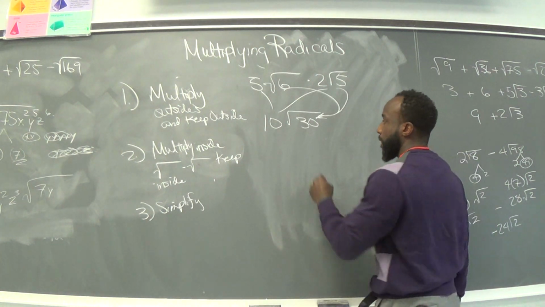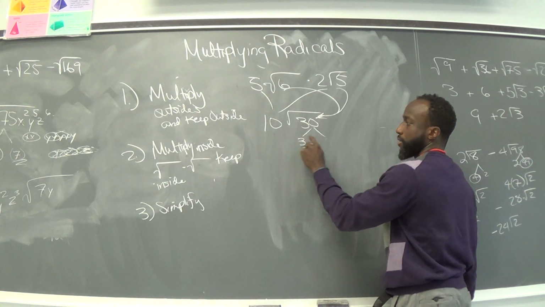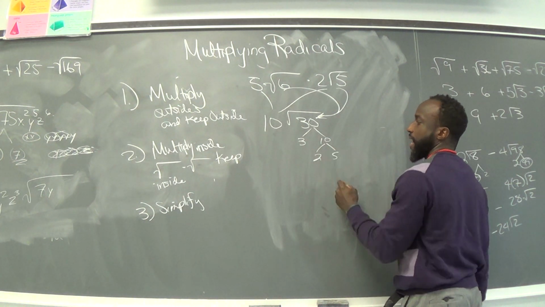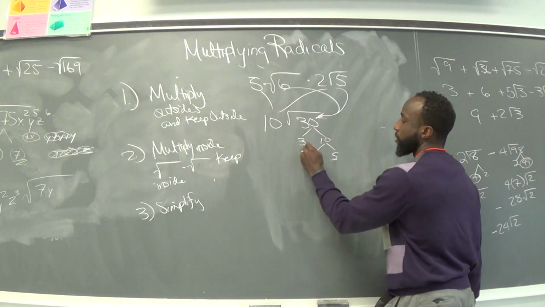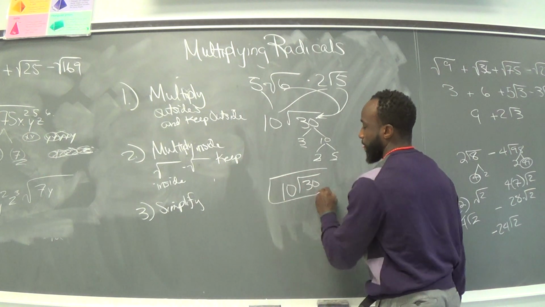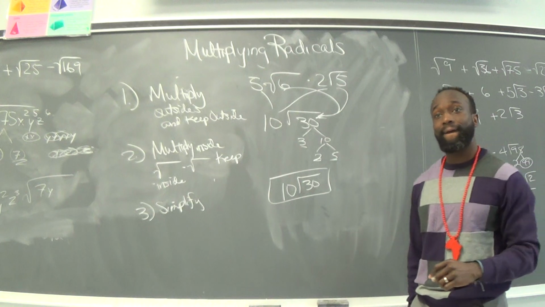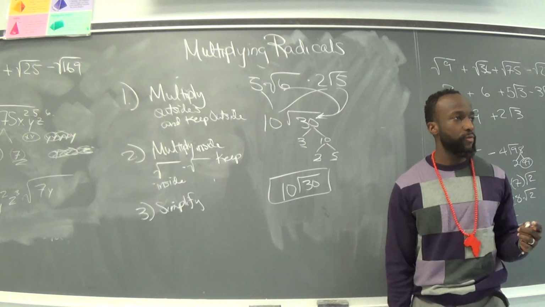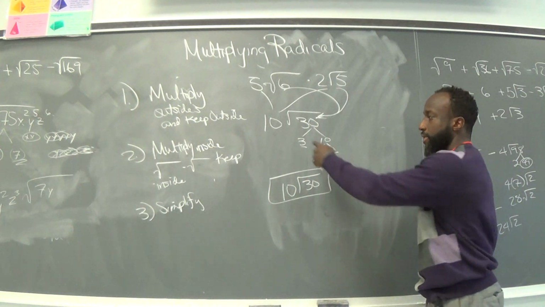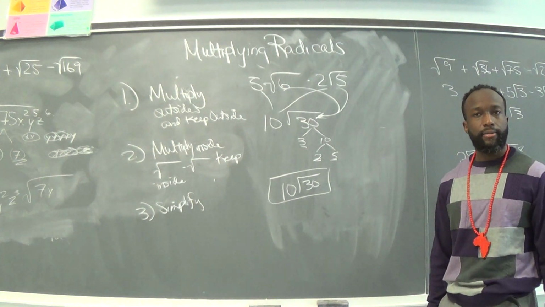Now, from here, you're going to simplify. So, when you simplify, let's break this down. 30 is going to be 3 times what? 3 times 10. And then 10 is 2 times 5. Do we have any pairs? No. So they all stay in the radical. Therefore, the solution is 10 root 30. That's it. Why does it stay 30? There are no two numbers that match. Right, there are no pairs under here. So they stay in the house.